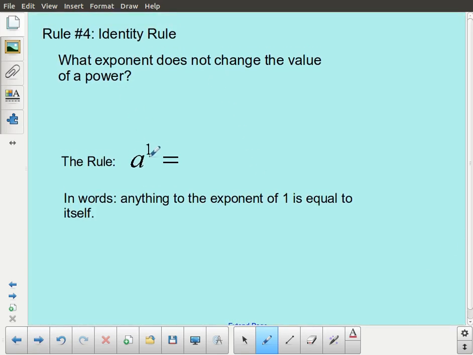Now, speaking of the exponent 1, what happens when we have an exponent of 1? The rule is that we don't change the value. So a to the power 1 is simply equal to a. Anything raised to the power 1 is just that thing.